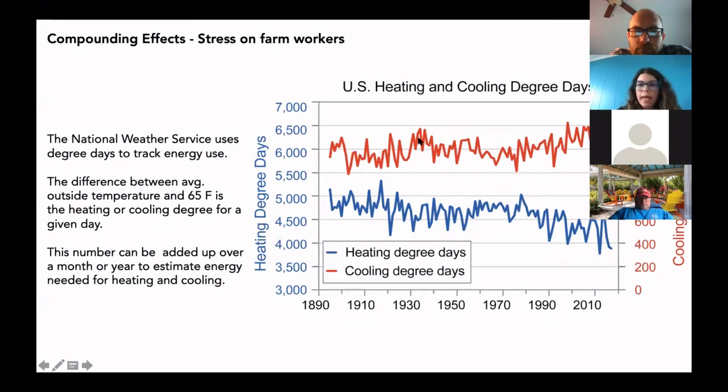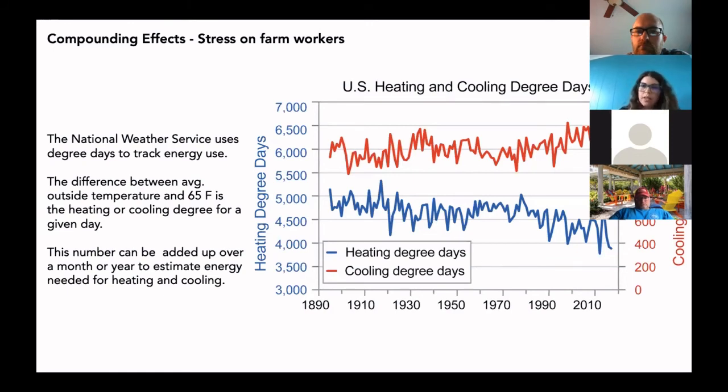There's an observed change in heating and cooling degree days. This is a measure used by the National Weather Service to track energy usage. It's the difference between average outside temperature and 65 degrees. And this is supposed to be a measure of, will people need to turn on their AC? Will people need to turn on their heat? This number can be added up over a month or a year to estimate the need for heating or cooling.